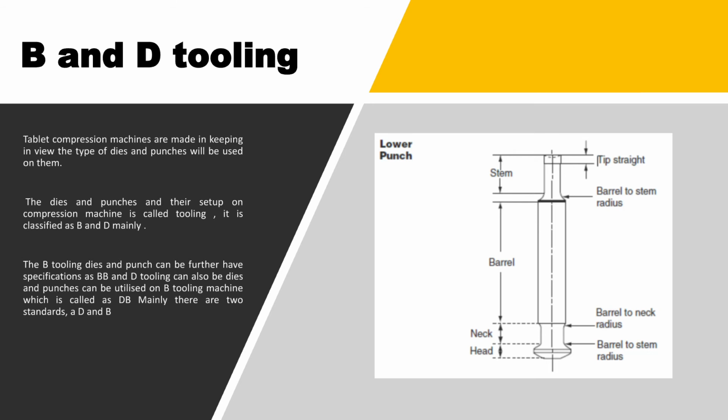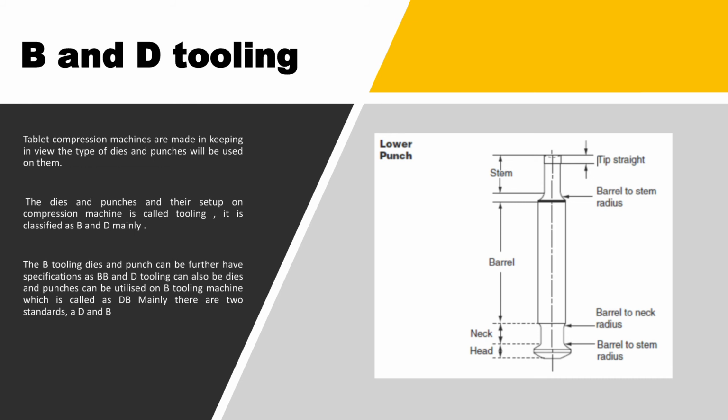In B tooling, you have a lower barrel diameter and lower die cavity diameter, which results in the formation of a small size tablet. In case of D tooling, you have a larger barrel diameter and a larger die diameter, which results in a large size tablet. Now in case of BB and DB, conversely, you have a medium size tablet, since they are the medium size variants of the tooling.